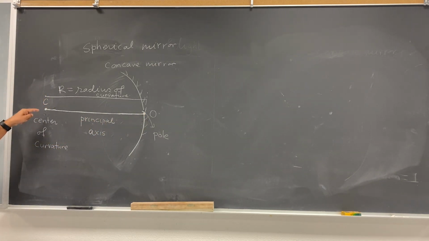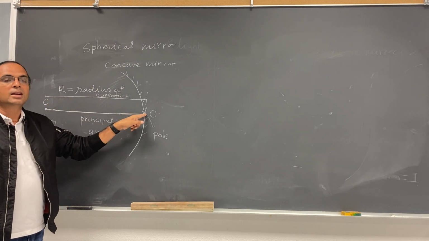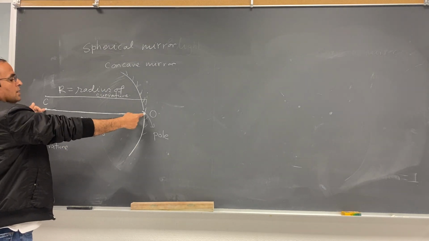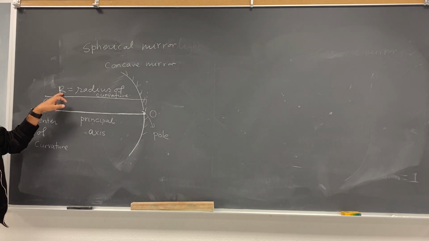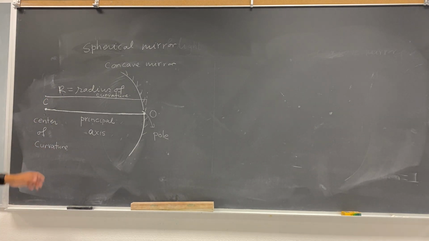And the distance between the center of curvature and the center of the mirror, the pole, is called the radius of curvature. Only this. So this length is called the radius of curvature and is represented by R. You can use uppercase R or lowercase r, it's up to you.